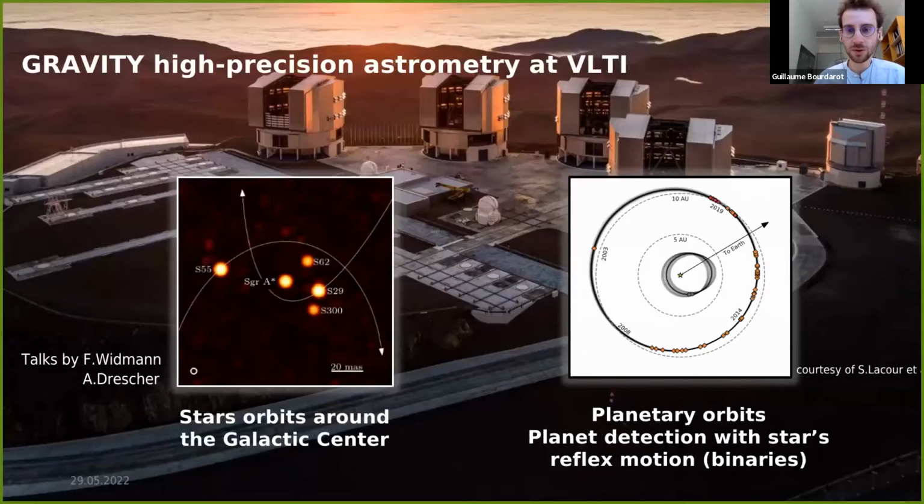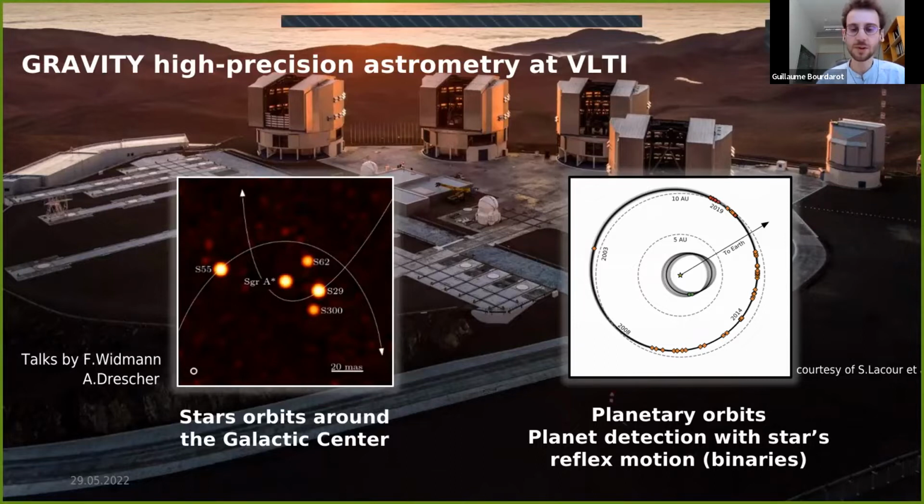As an introduction, as you probably all know, GRAVITY is a leading instrument to achieve high precision astrometry at the VLTI, which is key for several science cases, among them two prominent ones. First, the measurement of the position of stars and their orbital motions around the galactic center. This was already presented in the talks by Felix Widmann and Antonia Drescher this week.